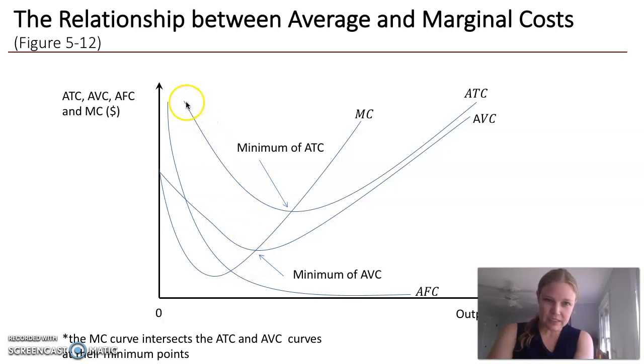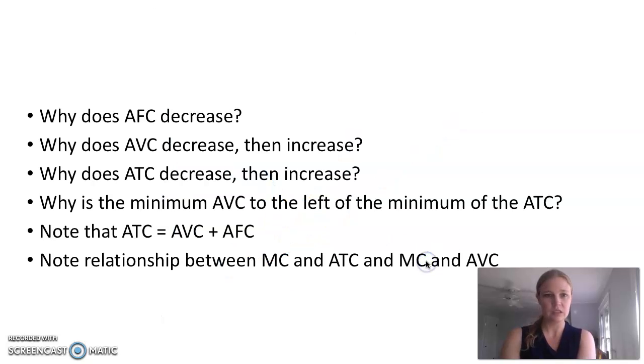Because we're still experiencing the impact of spreading the fixed costs, okay? So diminishing returns set in right here, but we still have the impact of the reduction in the average fixed costs. So this happens to the right of it. Note that average total cost is equal to average variable cost plus average fixed cost.